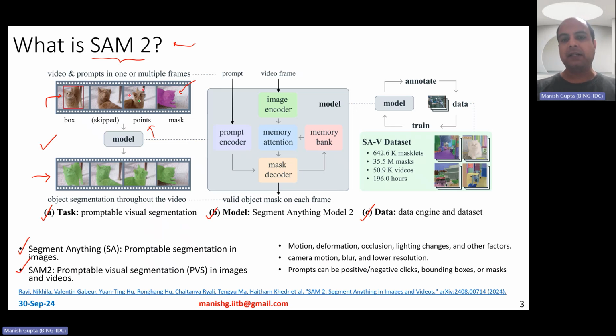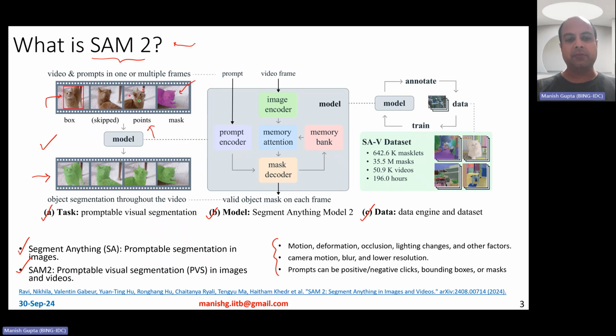Now, of course, handling videos is very complicated. Videos involve motion. There could be deformation of objects, occlusion of objects, lighting changes, and other factors which make it challenging. There are also other things like camera motion, blur, and lower resolution, which can cause lower quality in videos and therefore make it more challenging.